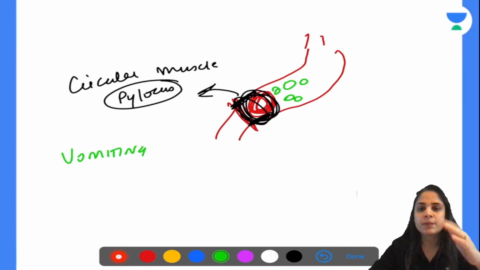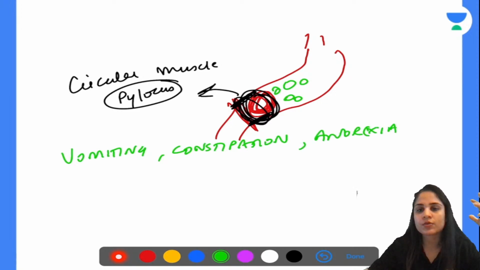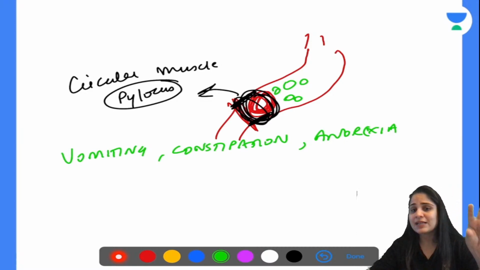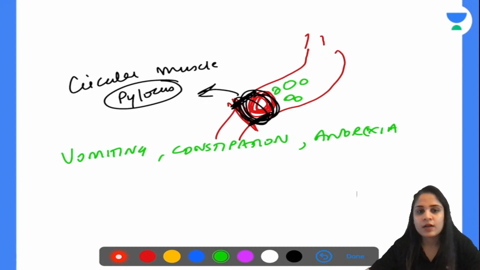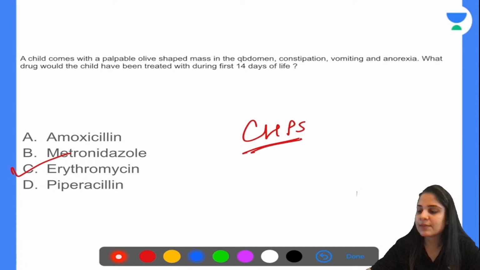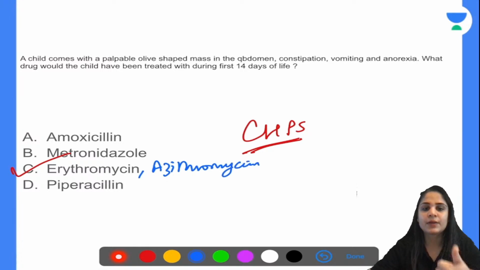Okay. Then the food is not passing ahead into the small intestine and large intestine. So he will have constipation. Okay. And because of less absorption of food, you will also have anorexia. All right. So these are the three things that you will see as the clinical features in a child who has CHPSS. All right. Now, as I told you in the exam, they ask in the first 14 days of life, if you treat a child with azithromycin or erythromycin, there are high chances that the child develops CHPSS.